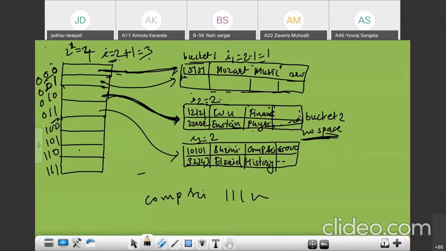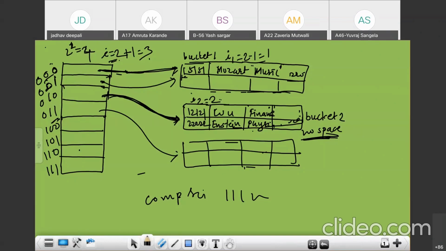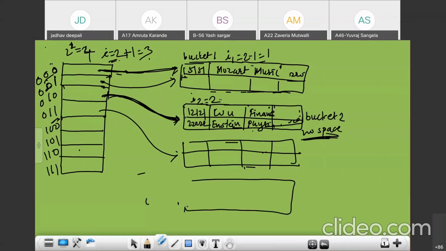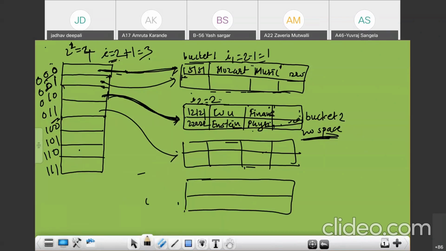Okay, and then here it is inserted. After this we need to add a bucket. Previously there were 3 buckets, now it becomes 4 buckets. Now accordingly adjust the pointers. So the first 4 pointers point to the first bucket.